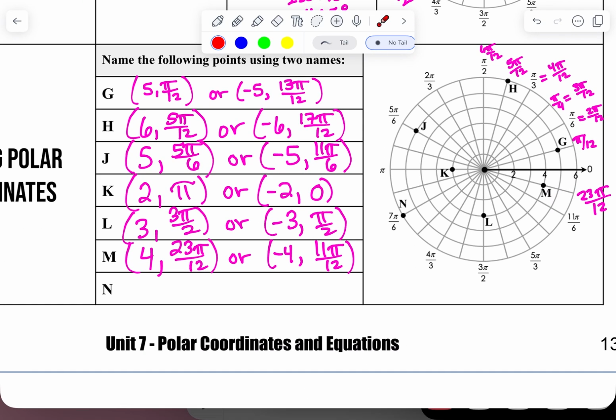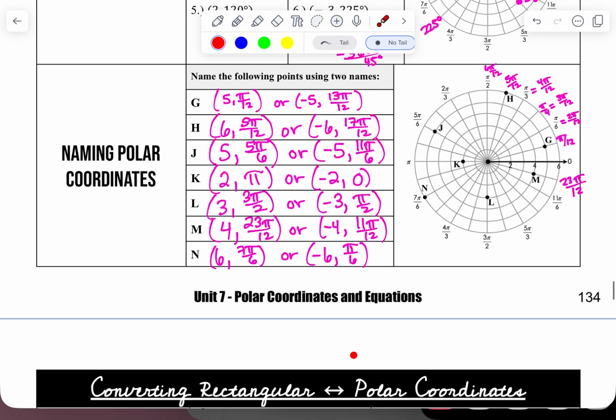All right, so N, right here, we're 1, 2, 3, 4, 5, 6 units out, and we're at 7 pi over 6 for our argument, or -6, and if I subtract pi, so 7 pi over 6 minus 6 pi over 6 gives us pi over 6. So remember, the difference between these two would always be pi. When you make it the negative, just subtract pi to come up with the other value, or you can add pi. Either way would work, depending on where you are. And so you're always just sliding to the other side through the origin.